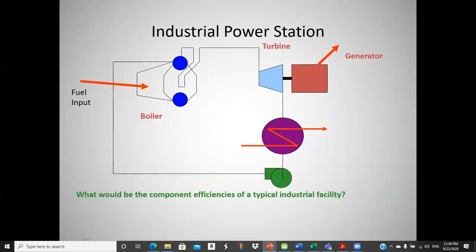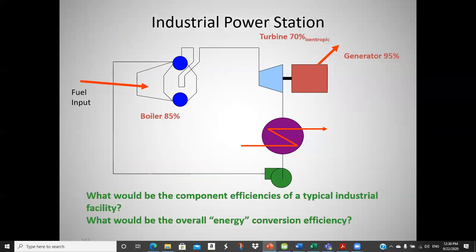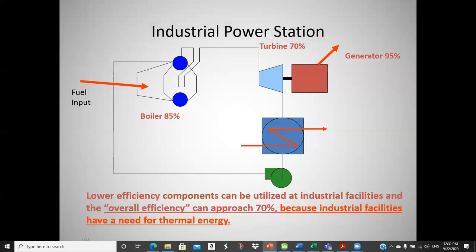Well, let's look at an industrial facility, much smaller scale, with boilers and turbines. So our boiler, on a good day, is 85%. Our turbine, a decent sized turbine, might be 70% isentropic efficiency. Generator is not as good, 95%. So what would be the overall conversion efficiency? Guess what? We can approach or exceed 70%.